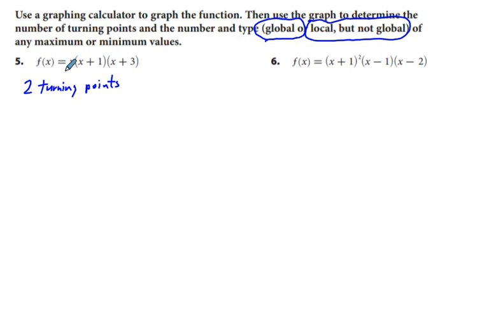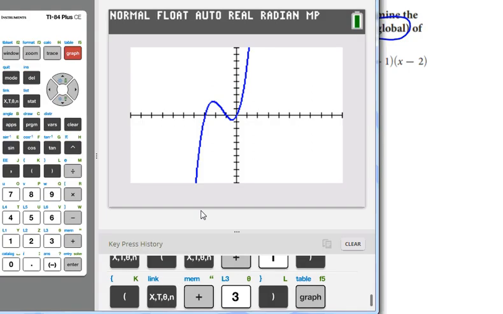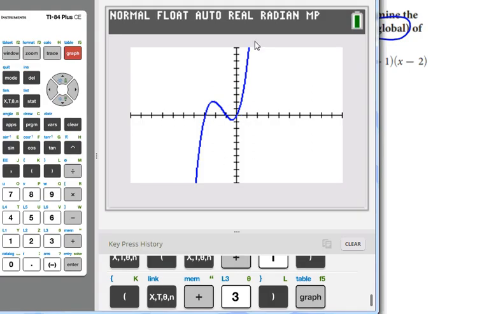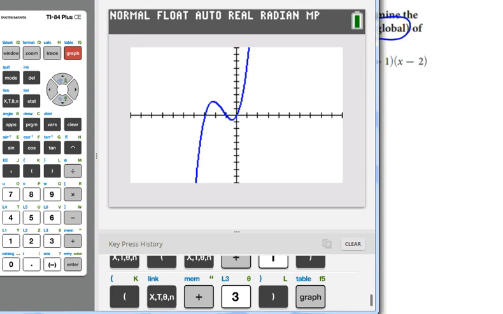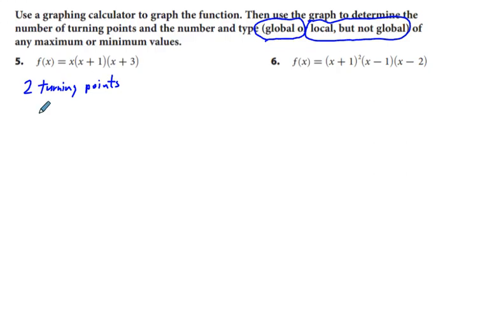We do not have global for 5 at all because we see there's no global maximum nor a global minimum. So we will say we have a local maximum, so one local maximum, abbreviate maximum, and we also have one local minimum. I guess that's going to be it.